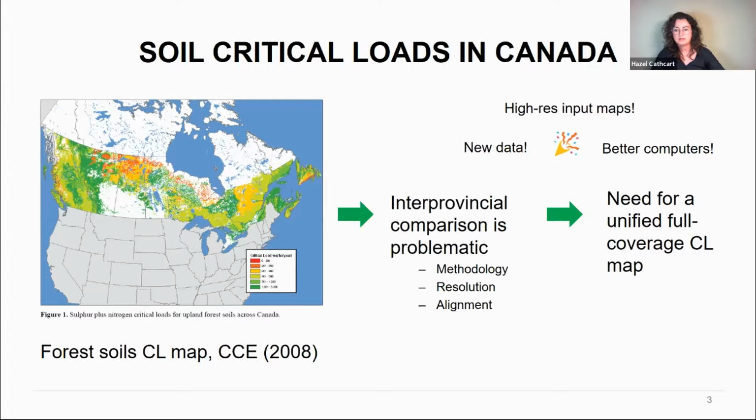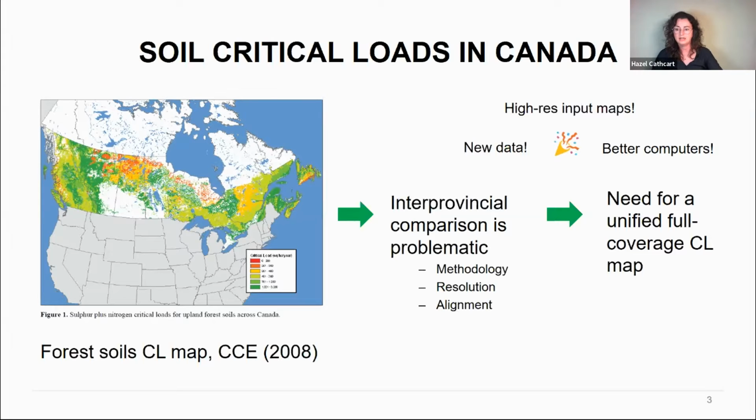With different approaches to critical load calculations and differences in resolution and alignment, however, interprovincial comparison is a bit problematic. Also, with Arctic regions undergoing dramatic warming and Arctic marine traffic increasing, it seems important to extend critical loads to those regions as well. And many of these unmapped areas contain large point sources of emissions, which may also be of concern.